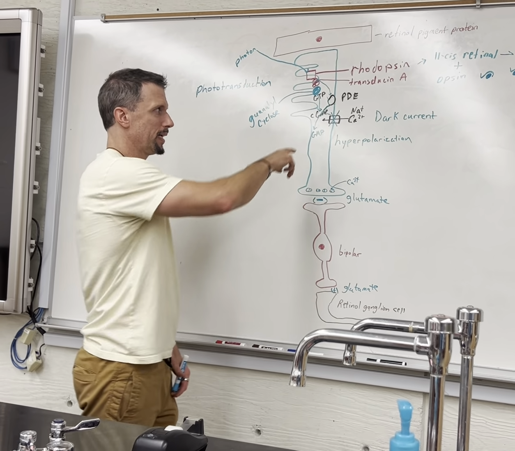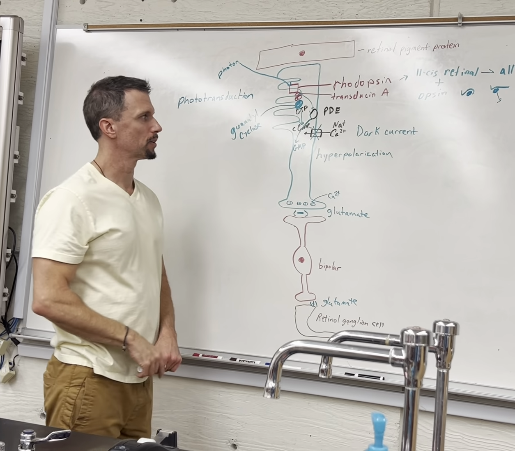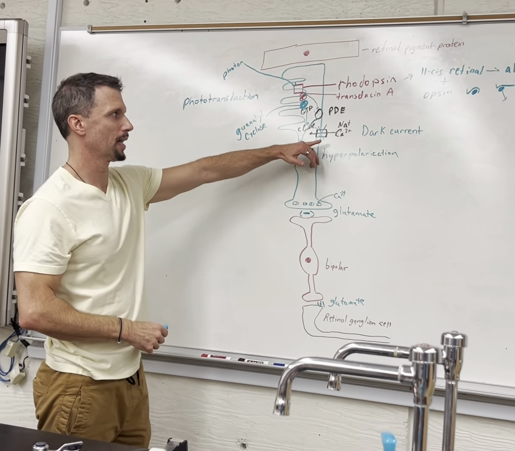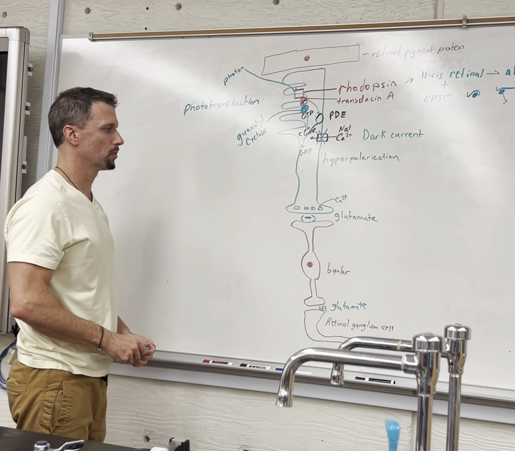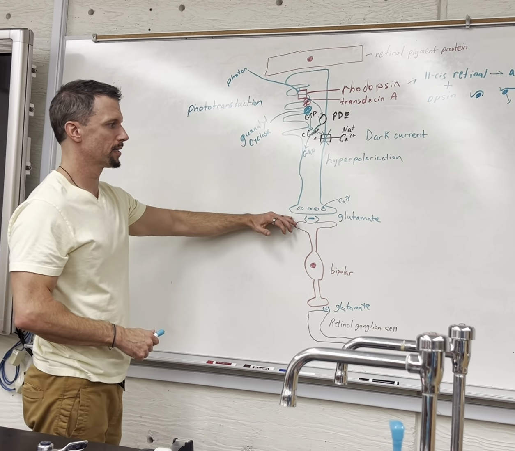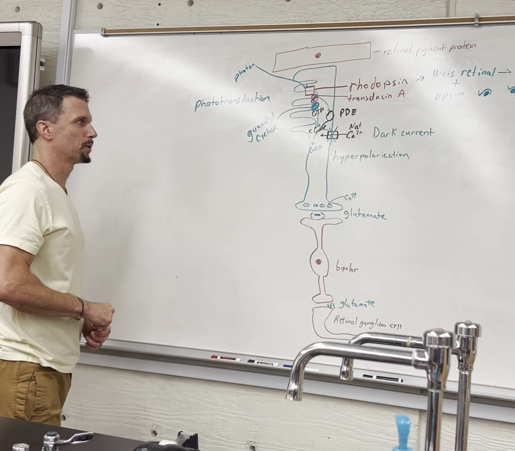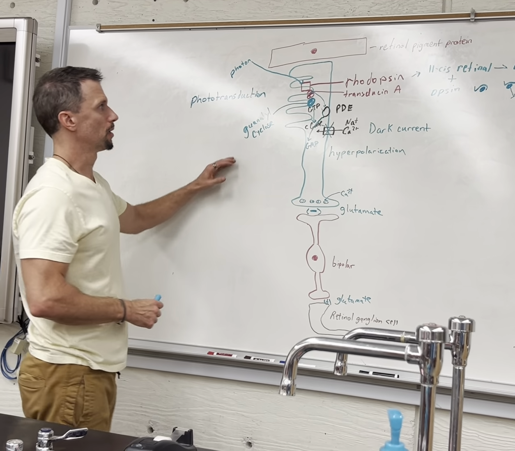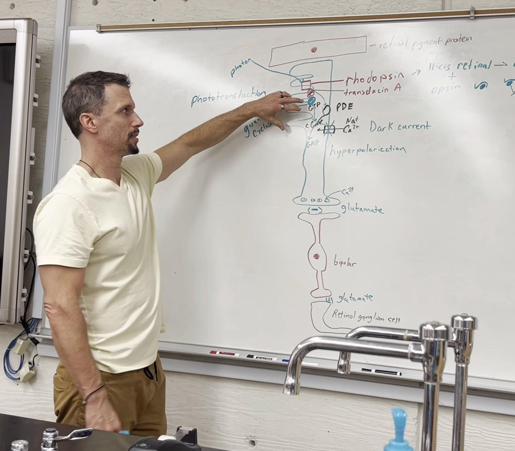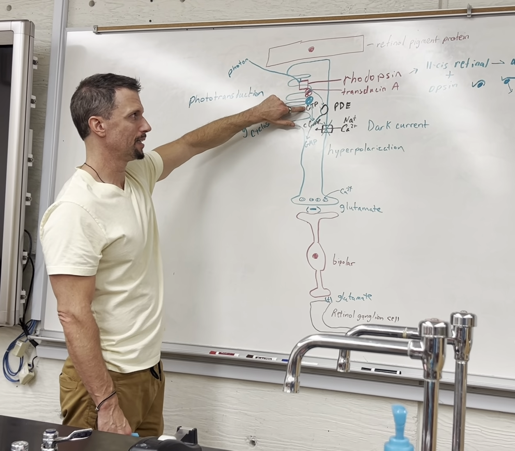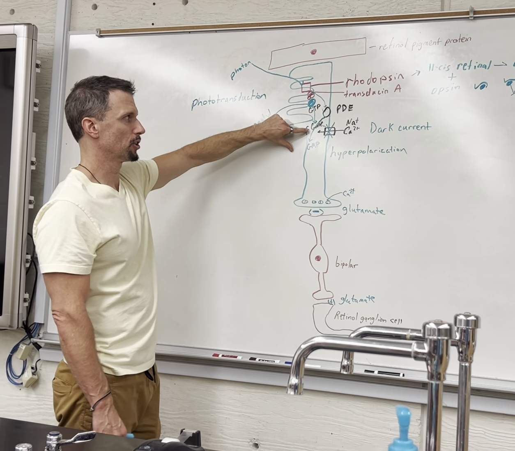The cyclic AMP now can't bind to the sodium-calcium channel to allow those positive ions in. You get a buildup of negative charges within the rod. You're going to have less release of inhibitory neurotransmitter. So this enzyme, guanylyl cyclase or guanylate cyclase, is the enzyme that takes GTP and makes cyclic GMP when we're in the dark.